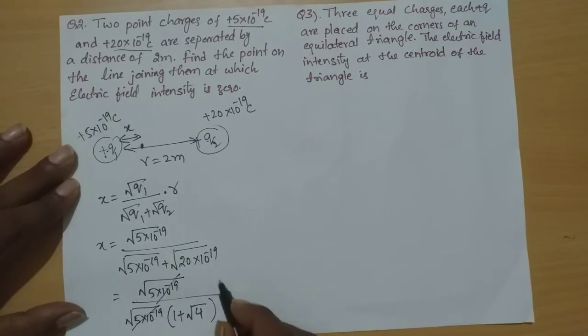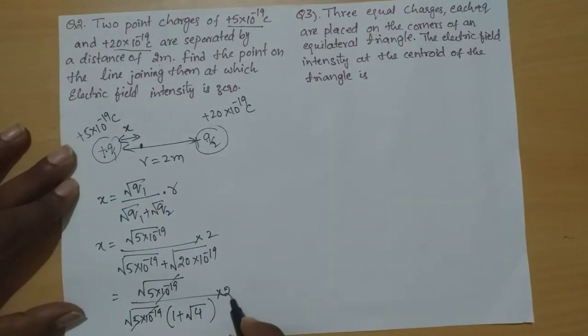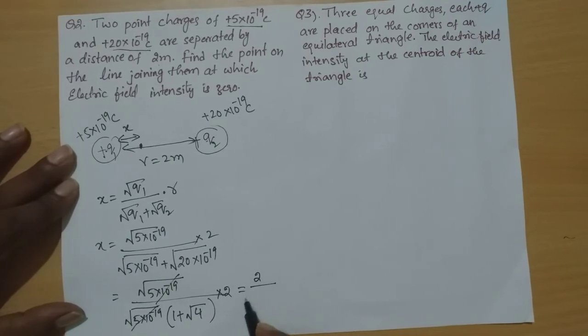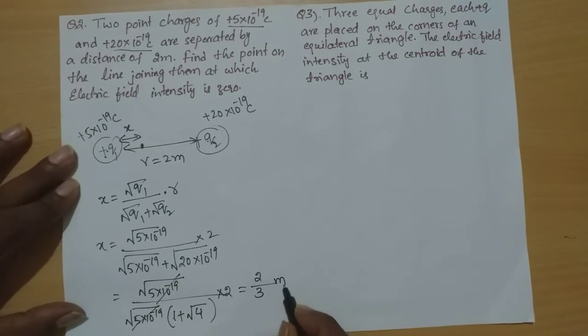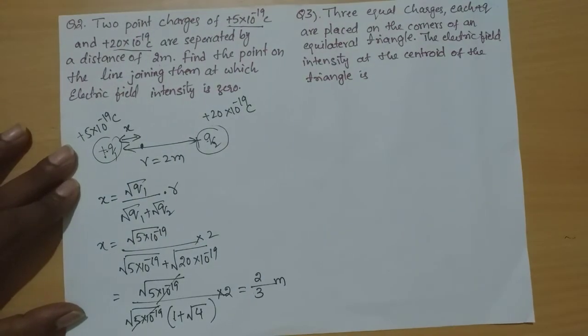And into r value is 2 meters. So here x equal to 2 by 1 plus square root of 4. Square root of 4 means 2, 2 plus 1, 3. So 2 by 3 meters. So from this charge, the electric field intensity is 0 at 2 by 3 meters.